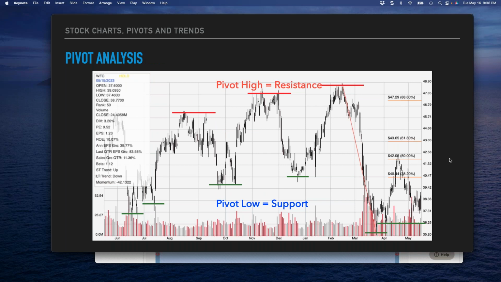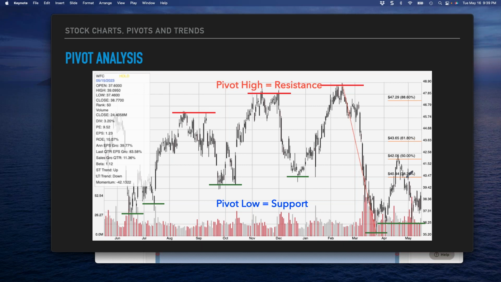All right, let's talk about pivots for a moment. There are two basic types of pivots: pivot lows and pivot highs. You often hear people talk about support or resistance levels. These are very often synonymous with a pivot low in the case of support or a pivot high in the case of resistance. Why do I use these terms?